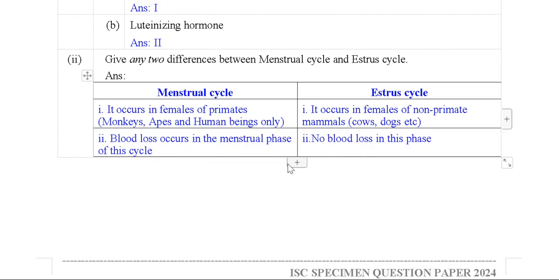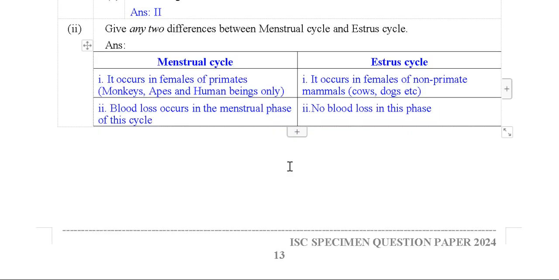Let's see. I have written 2 points as they asked for 2 differences. The menstrual cycle occurs in females of primates, that means monkeys, apes and human beings only. The estrous cycle happens in females of non-primate mammals like cows, dogs, etc. So the first point indicates for which organisms these kinds of cycles are observed.